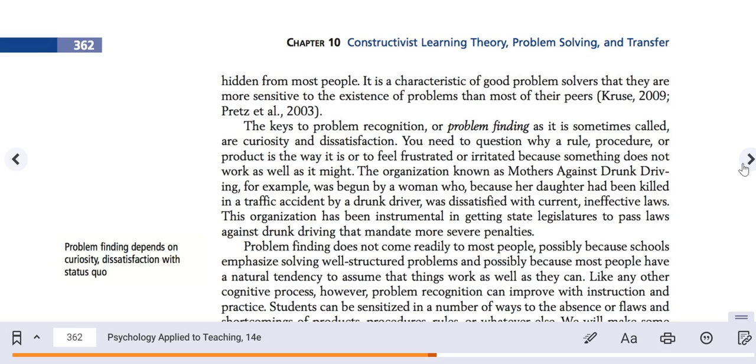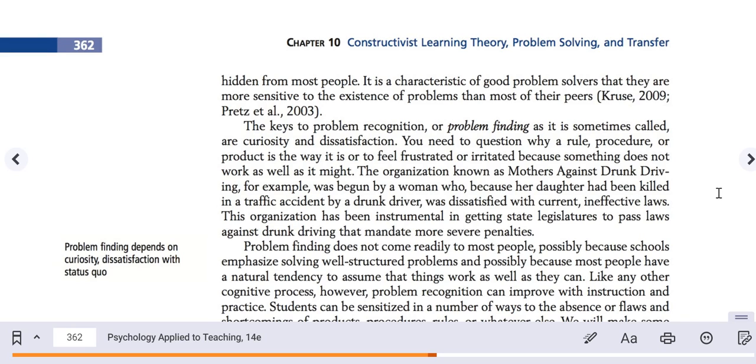The keys to problem recognition, or problem finding as it is sometimes called, are curiosity and dissatisfaction. You need to question why a rule, procedure, or product is the way it is, or to feel frustrated or irritated because something does not work as well as it might.